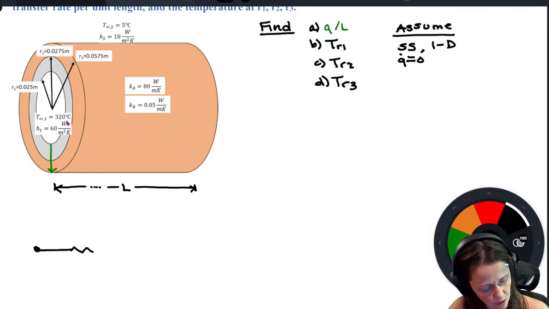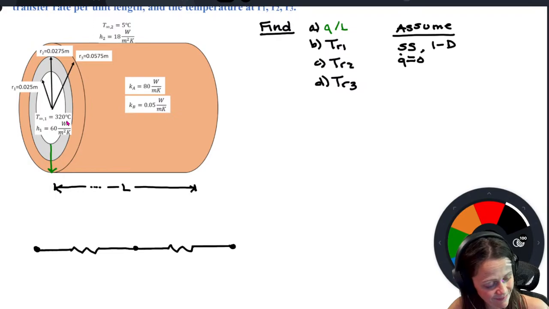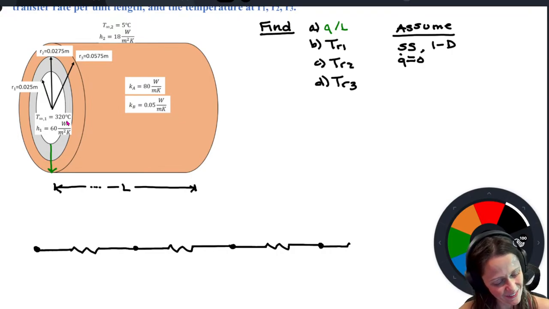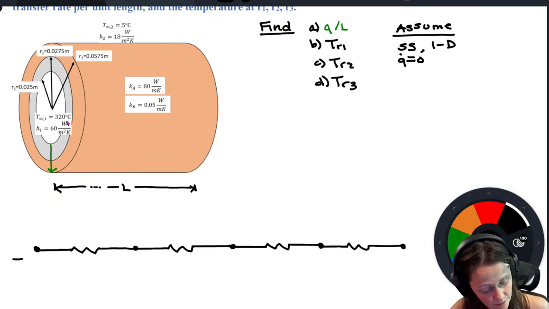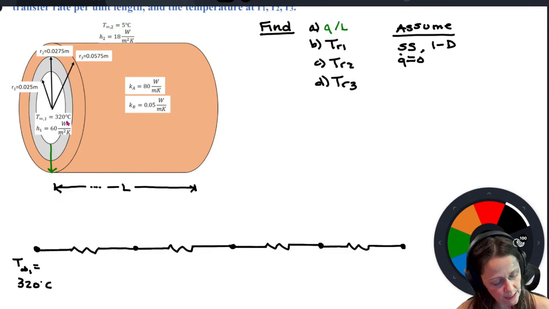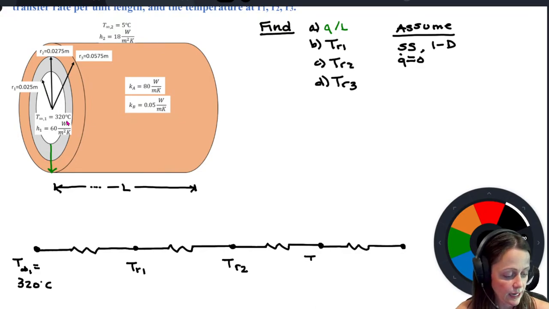There's one temperature node. There's another. There's another. 1, 2, 3, 4. I need one more. All right. So I've got T infinity 1, which is my 320 degrees Celsius. Then the next one is going to be my TR1, which I don't know, but I'm going to calculate. Then I've got a TR2, then a TR3, and then the very last one is going to be my T infinity 2, which is 5 degrees Celsius.